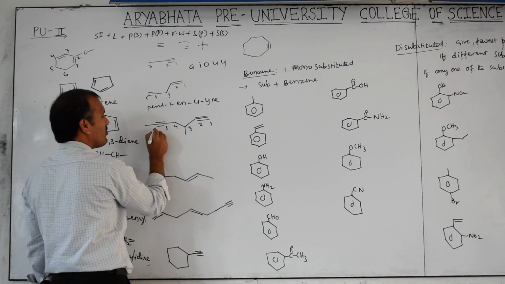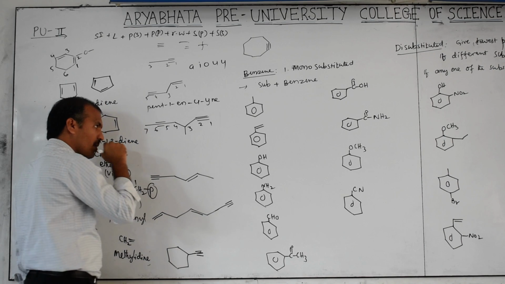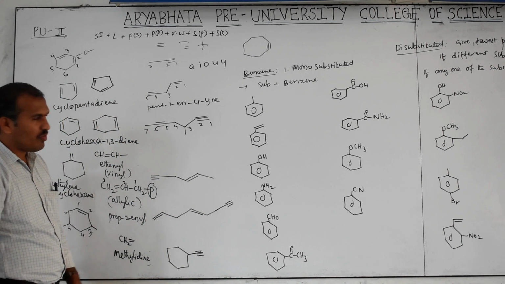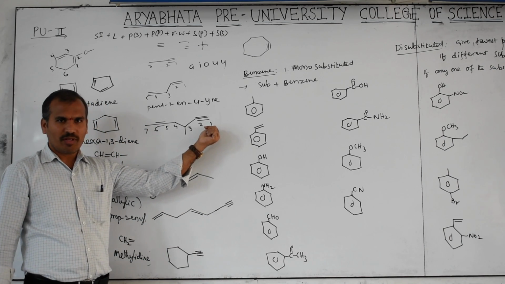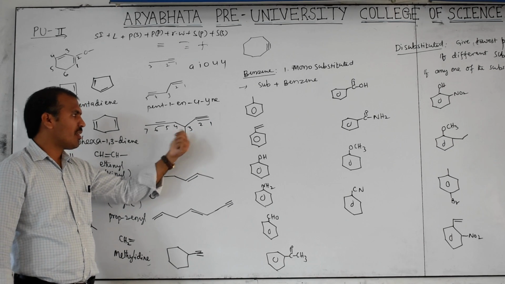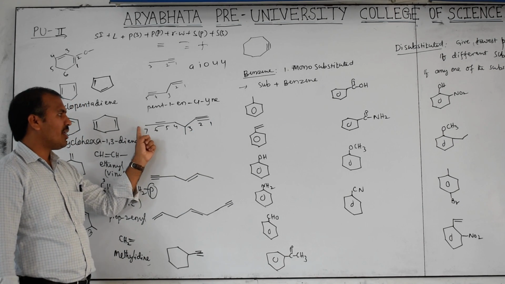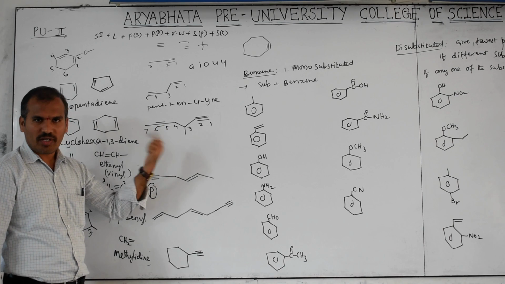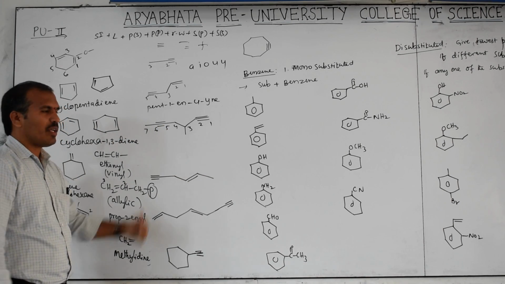Anyway, we have to give the lowest number to the multiple bonds. The substituent on the third carbon is also correct. If you start from here, the multiple bond is at the second position, which is not correct. So this direction of numbering is correct.